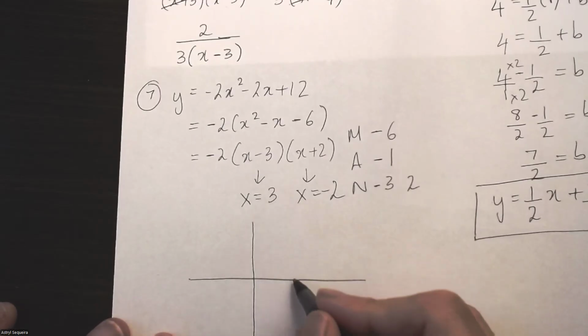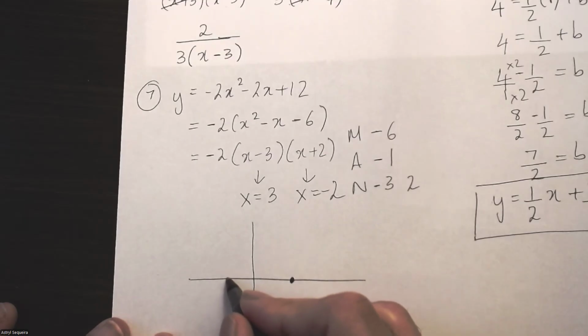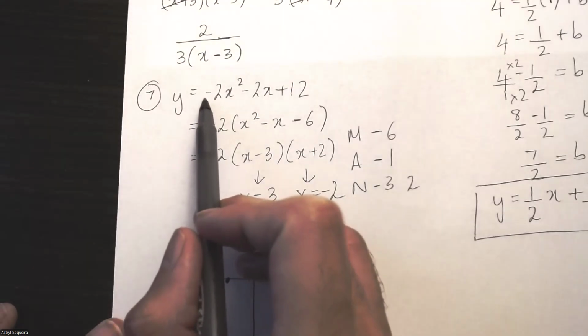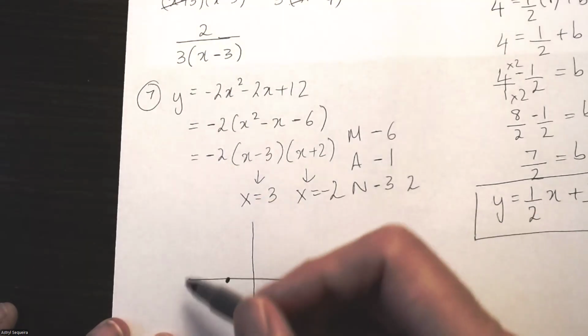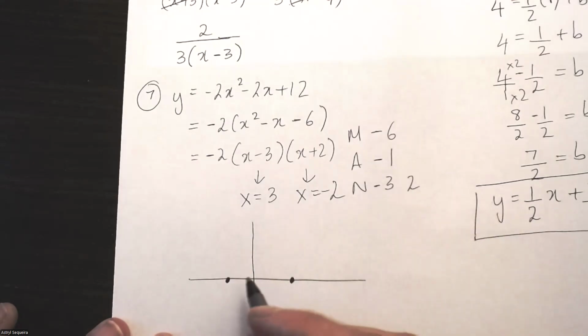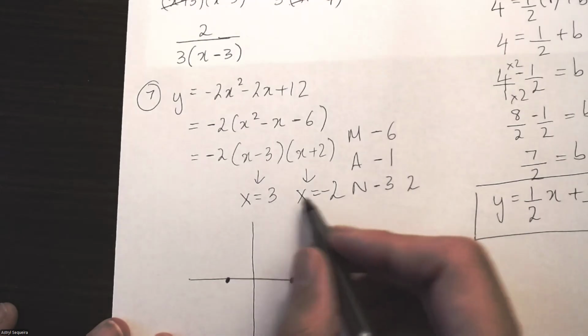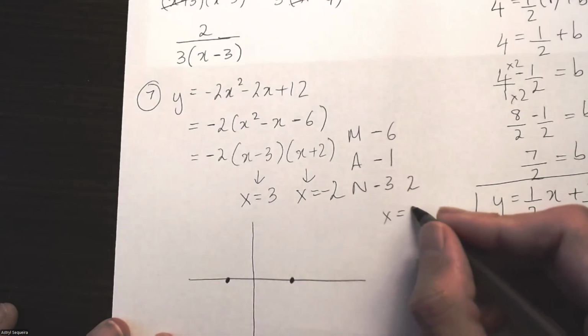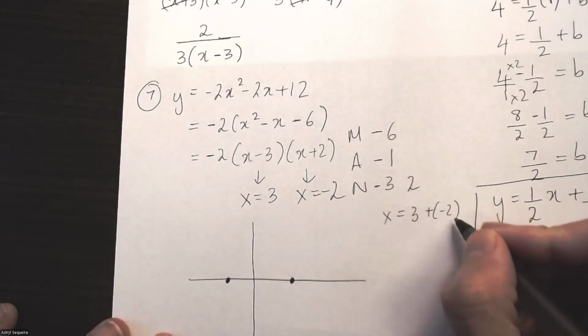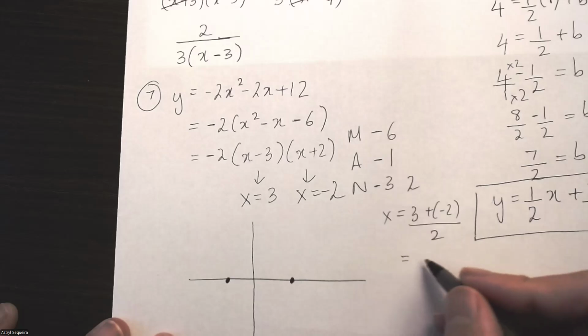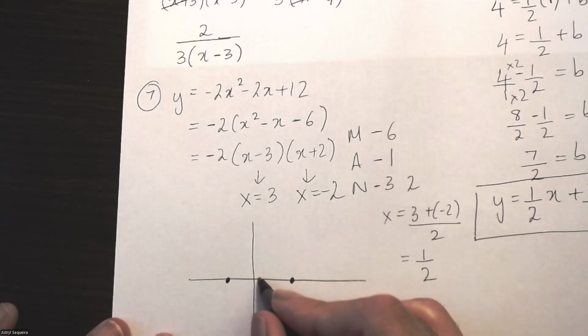My x-intercepts are +3 and -2. And this graph is a negative quadratic equation, so it's going to open up, and the vertex is going to be directly in the middle of these two. So to find the vertex, I just have to add these two and divide by 2. So the x value of my vertex is just at +1/2.